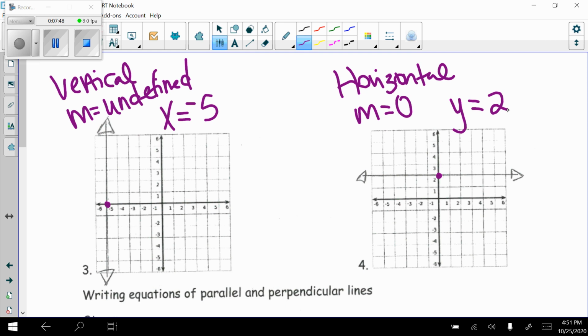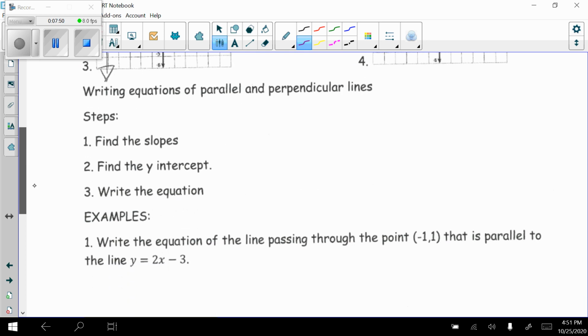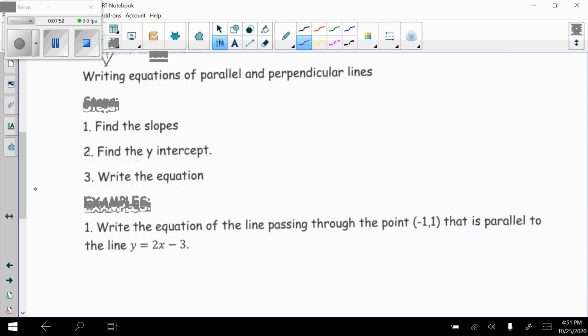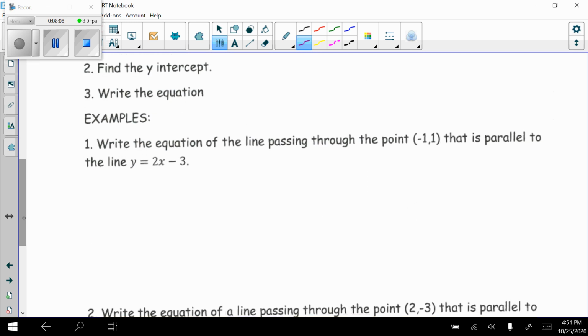All right, so now we're going to switch gears and we're going to write equations of parallel and perpendicular lines. So step number 1, we're going to find the slope. Step number 2, we're going to find the y-intercept. And step number 3, we're going to write the equation. So example number 1, it says write the equation of the line passing through the point -1, 1 that is parallel to the line y equals 2x minus 3.